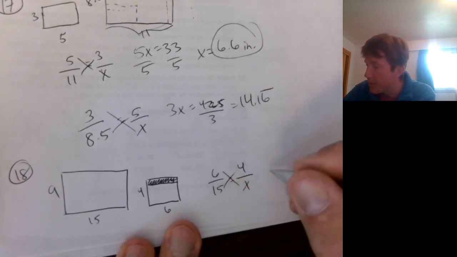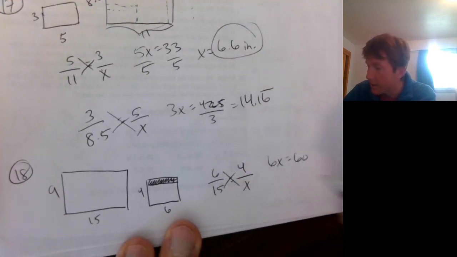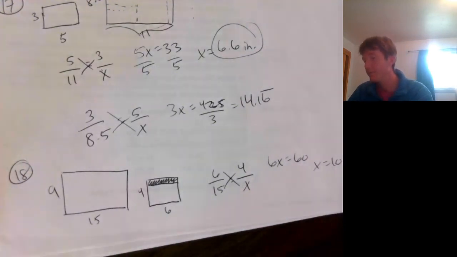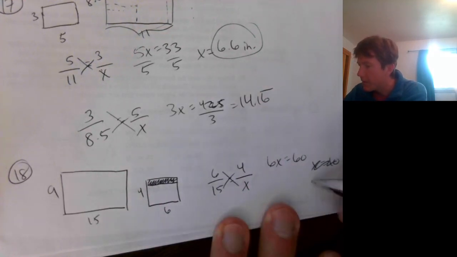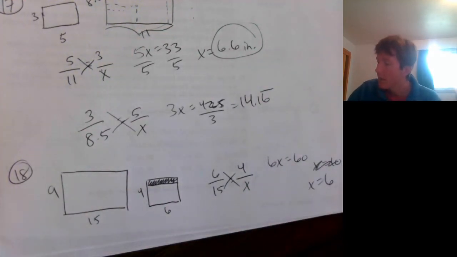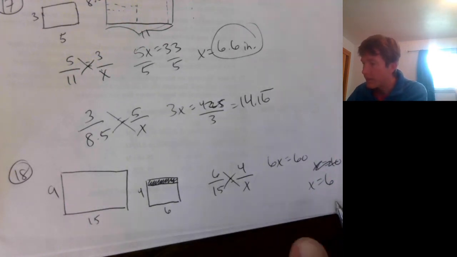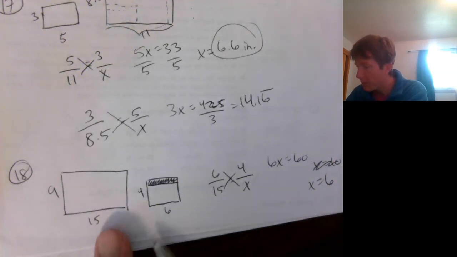So let's multiply this out. 6x equals 60. X equals 10. Is that right? Not 10, 6. Oh, okay. I got 6x, 6 over 15, equal to 4 over x. X equals 6. So I'm taking the big map, I'm putting it on the small one.